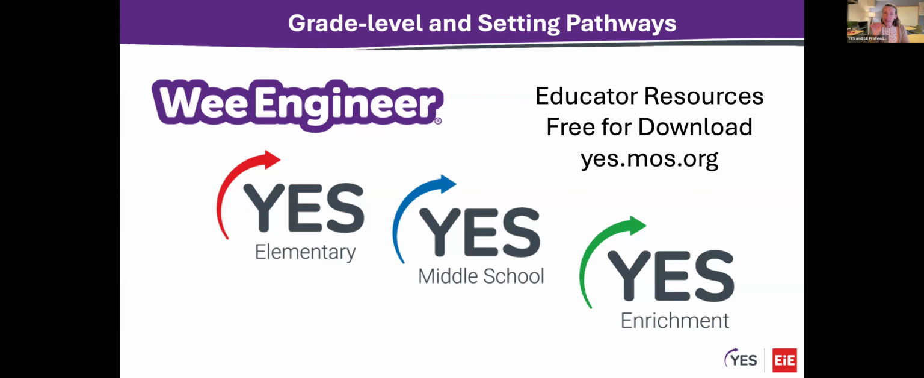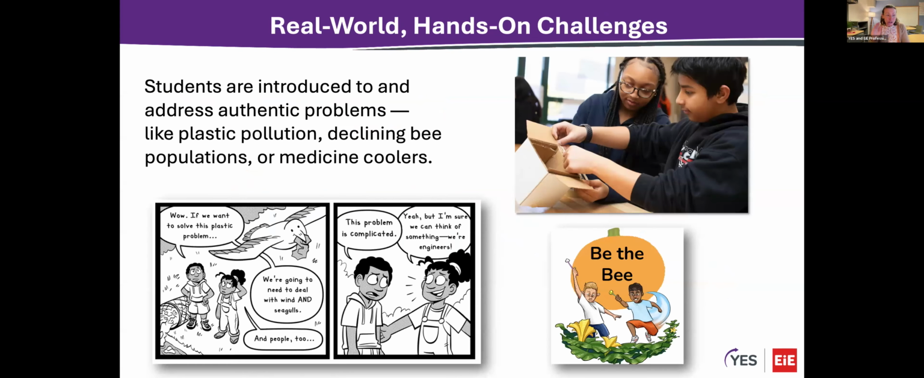So, to give you a bigger picture before I dive into some of the nitty-gritty and details about how to get started: in general, all of our units are really focused on real-world hands-on engineering challenges. Students are introduced to and address authentic problems, like plastic pollution, declining bee populations, or medicine coolers. That is what grounds the actual units: this hands-on approach to problem solving.